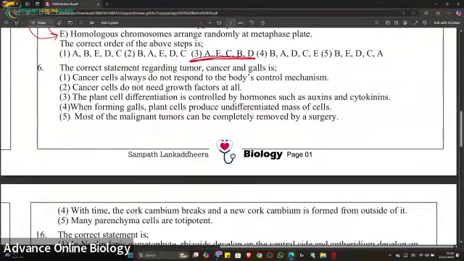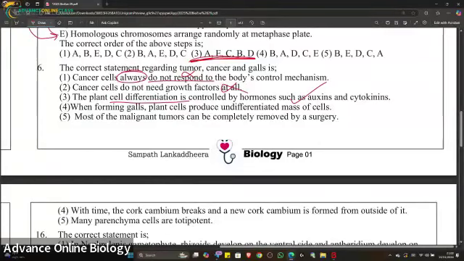The correct statement regarding tumor, cancer, and gall is: cancer cells always do not respond to the body control mechanism. Wrong. Cancer cells do not need growth factors at all. Wrong statement. They're asking for the correct one, because they need growth factors, but they can produce their own growth factors. And then, plant cell differentiation is controlled by hormones such as auxin and cytokinin. I think this C is okay.